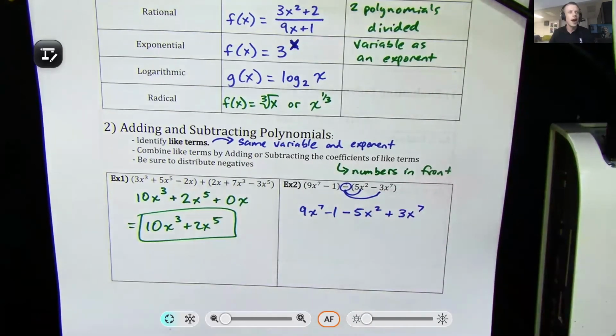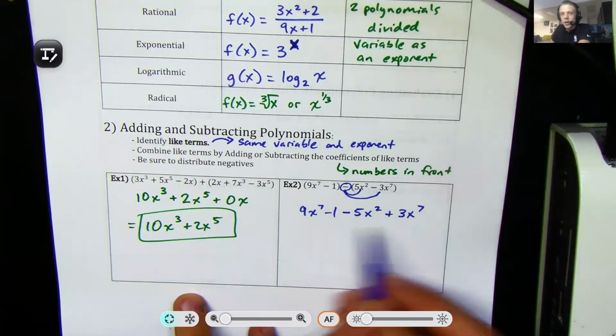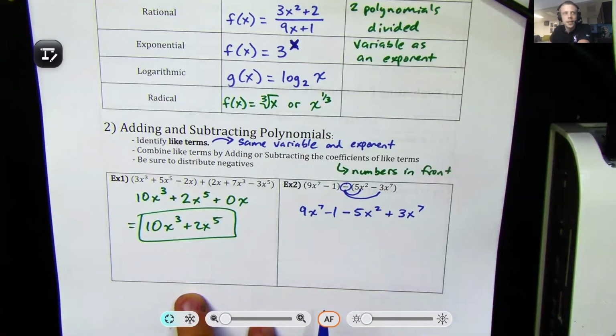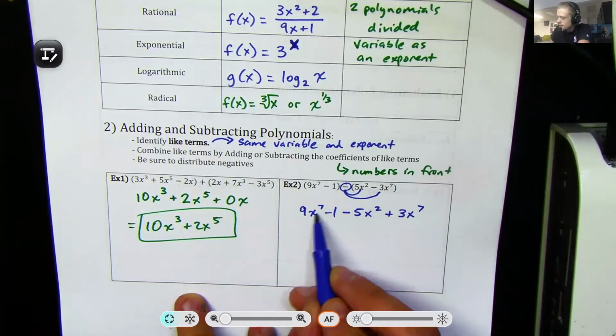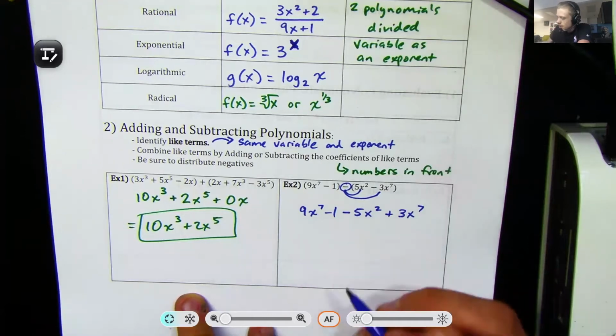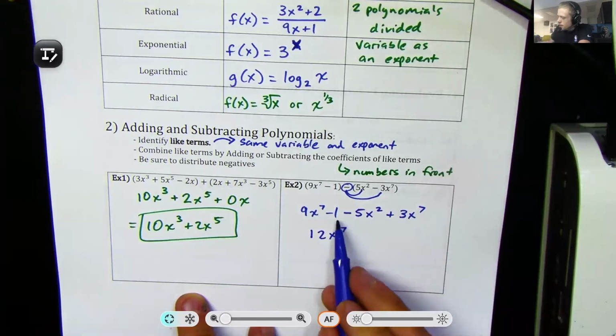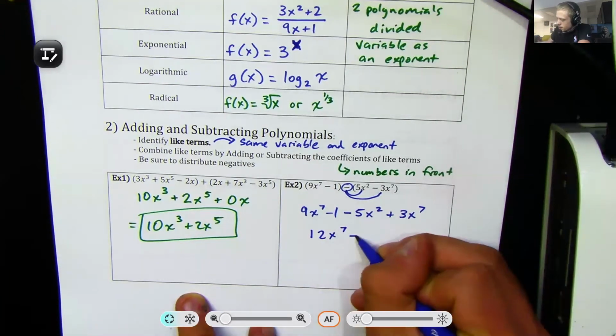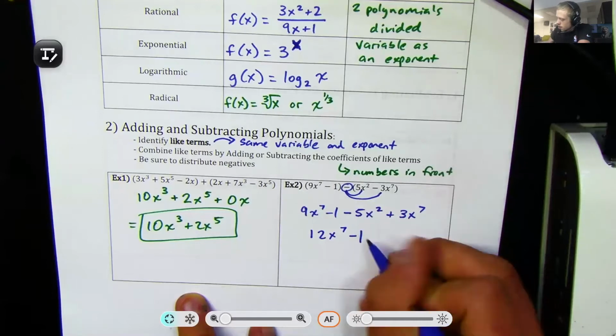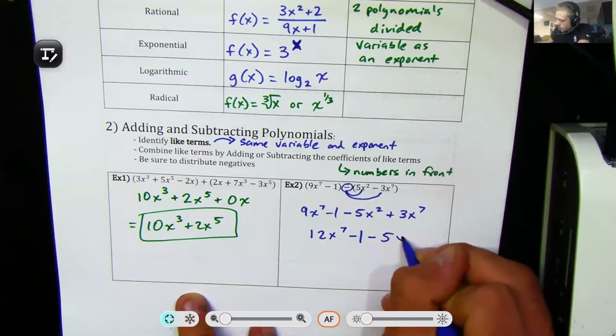Now, I can remove parentheses when I'm adding or subtracting as long as I distribute any minuses or negatives. Okay, so let's keep going. At this point, you're not done yet because we still have to combine like terms. We have 9x to the 7th plus 3x to the 7th, which is 12x to the 7th. I don't have any other constants here, so I just have minus 1. And I don't have any x squareds, so I just have minus 5x squared.